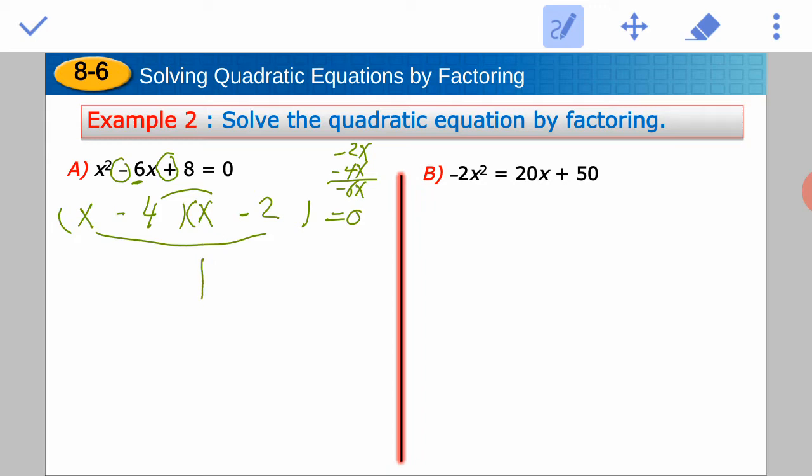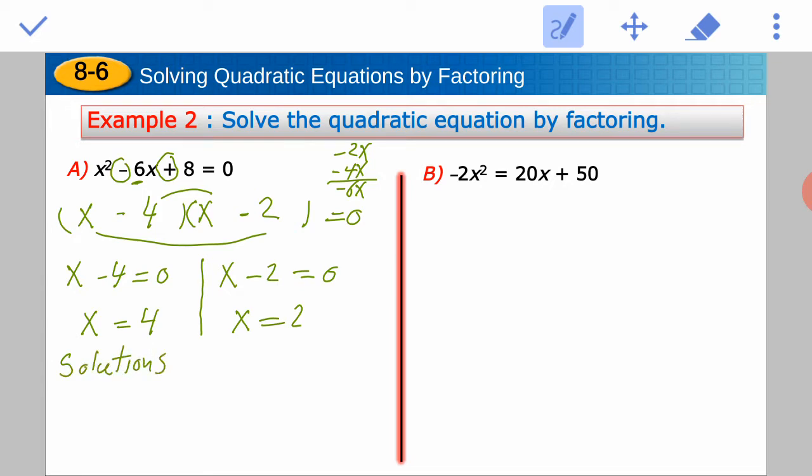Step number 2, you apply the zero product property. Either x minus 4 is equal to 0 or x minus 2 is equal to 0. If you solve both linear equations, you end with x equals 4 or x equals 2. So guys, there are two solutions of this equation. So solutions are 4 and 2.